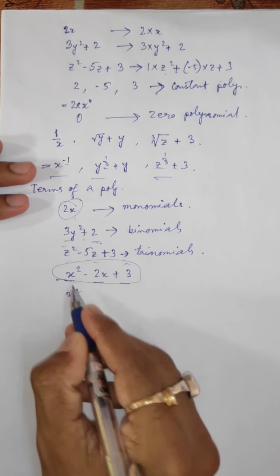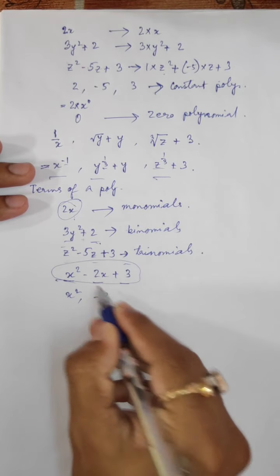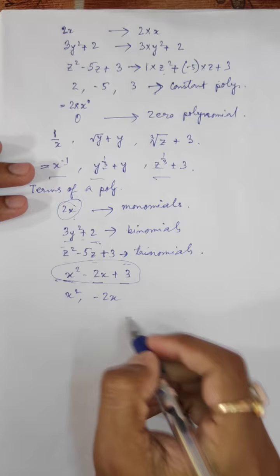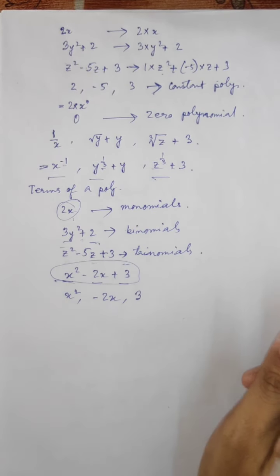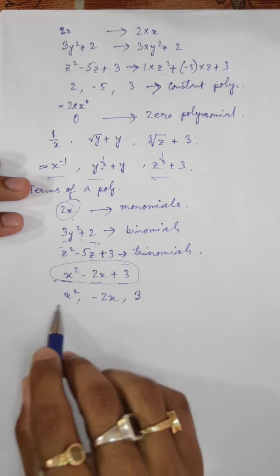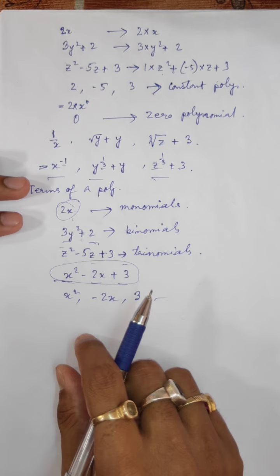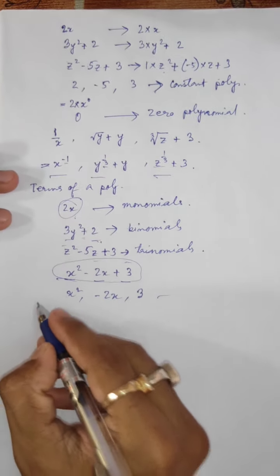So the terms of this polynomial are x square, the second term is minus 2x, where you have to take the minus symbol, and the third term is 3. This is the constant term. So these are the terms of the polynomial. Now we shall learn the degree of a polynomial.